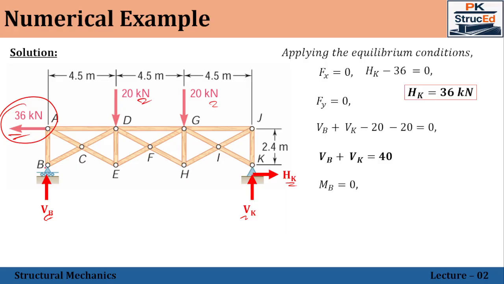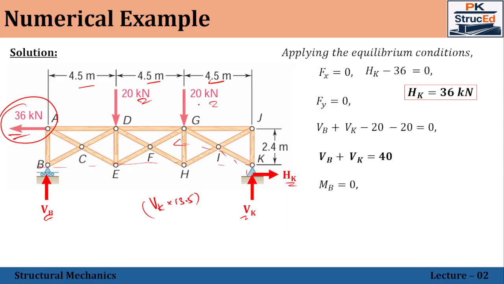Right. Next, we shall move with the moment equilibrium condition. Applying moment at B is equal to 0. Hk will not create a moment because the line of action passes through that point, so it won't create any moment. Whereas Vk will create a moment. That tends to rotate in the anti-clockwise direction about the point B. That will be Vk into the total distance 4.5 plus 4.5 plus 4.5, which is 13.5.